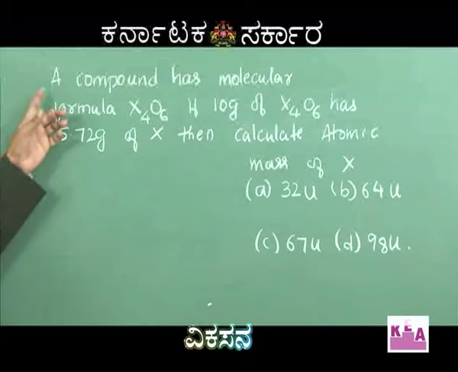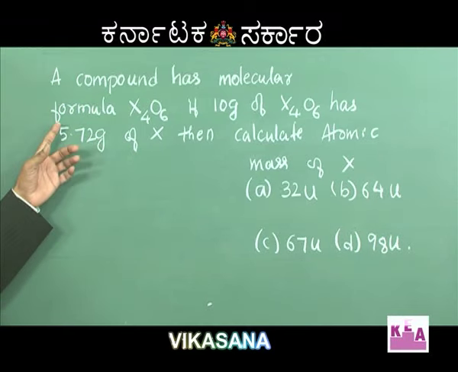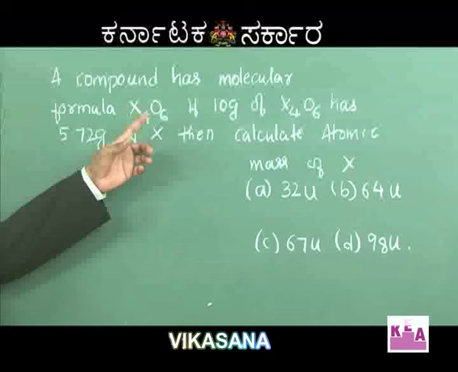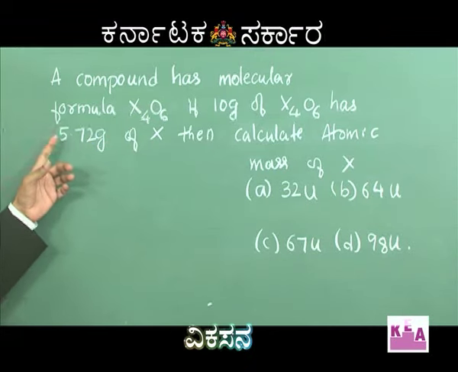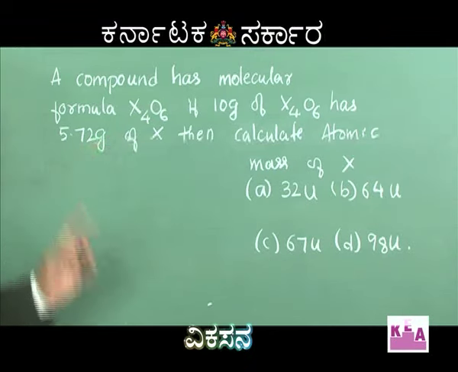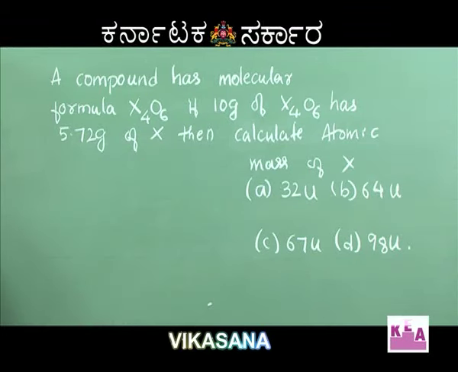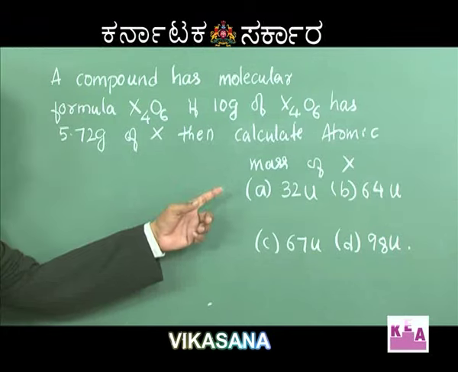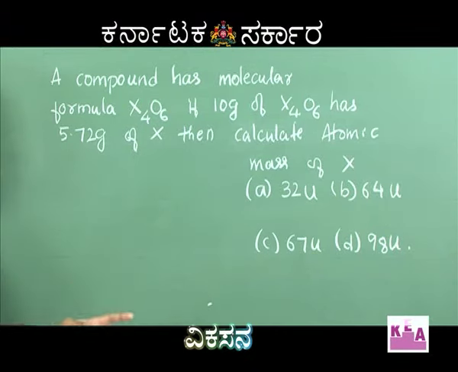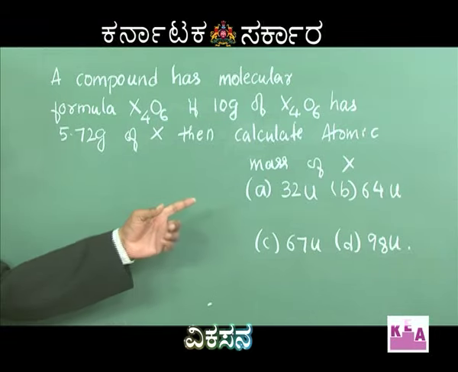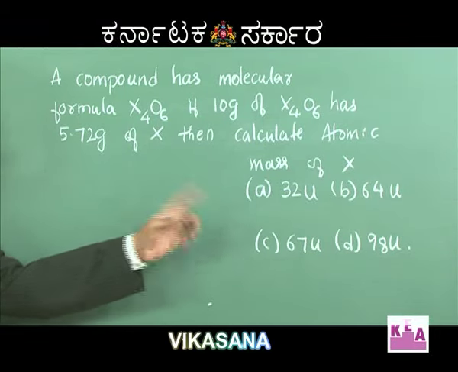Next question, a compound has molecular formula X4O6. If 10 grams of X4O6 has 5.72 grams of X, then calculate atomic mass of X. The options are: first option 32 units, second option 64 units, third option 67 units, and fourth option 98 units.